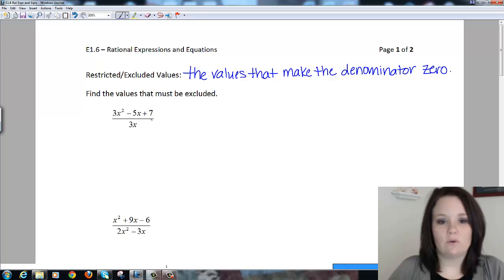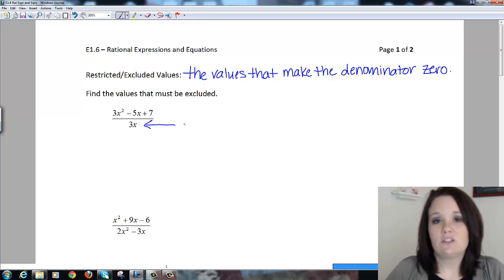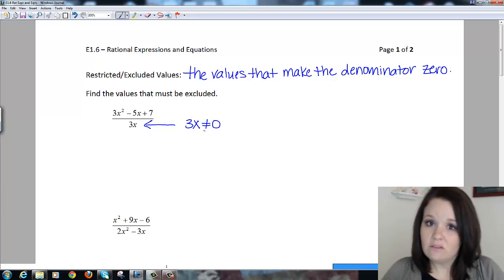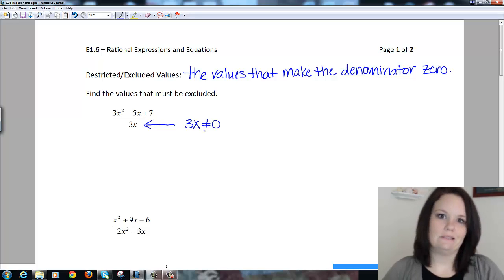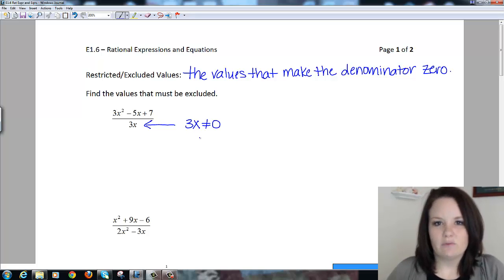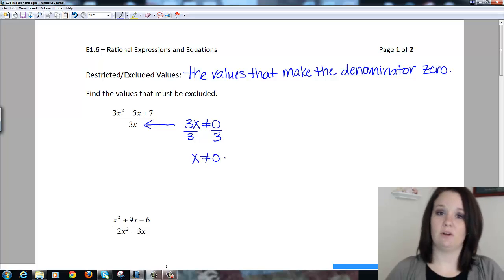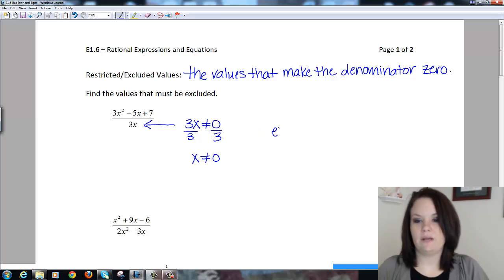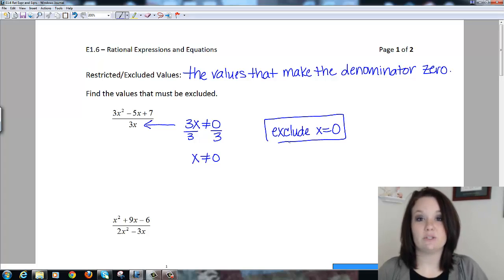All we have to do in order to do that is look at the denominator. Okay, since 3x is in the denominator, that means 3x cannot be equal to 0. So I just solve to see what value of x would make this equal 0. So it's the same as solving for the variable. So here I would divide both sides by 3, which tells me that x cannot be 0. So I'm going to exclude x equals 0. Okay, that's my excluded value.